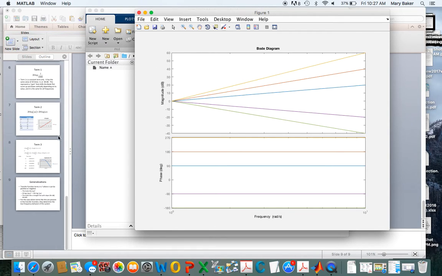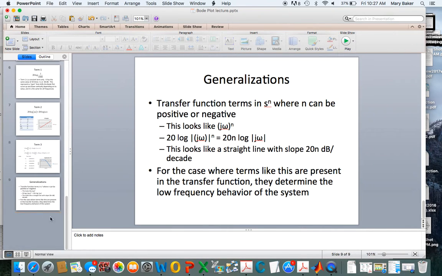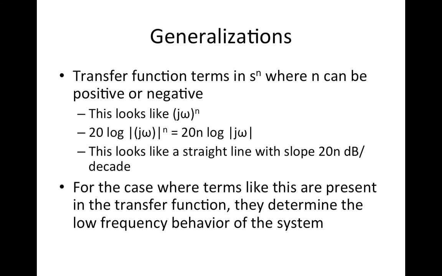Now the key thing to remember about this, and let's go back to our PowerPoint slide, is that in the case where we have a transfer function that has a pole or a 0 at 0, it's that pole or 0 that's going to determine the low frequency behavior of the system. In other words, whether there is no slope or a positive slope or a negative slope, and what the slope is will depend on whether or not there is an s to the n term present in the transfer function.